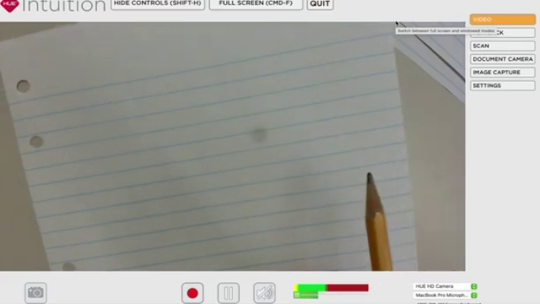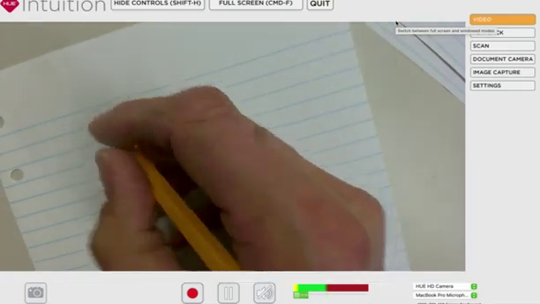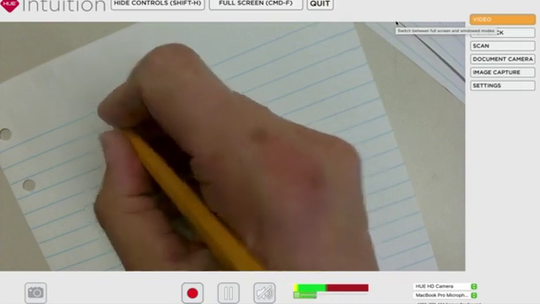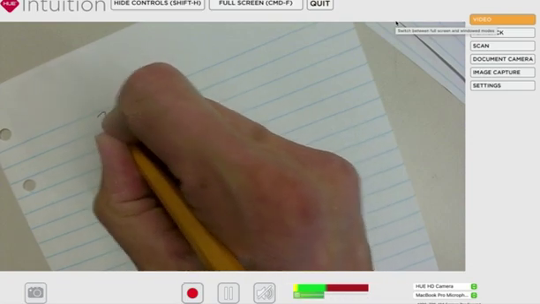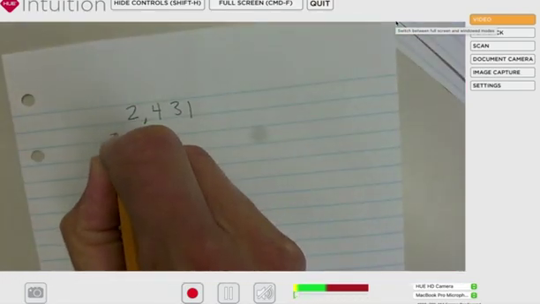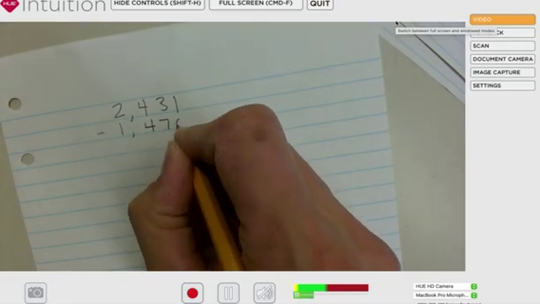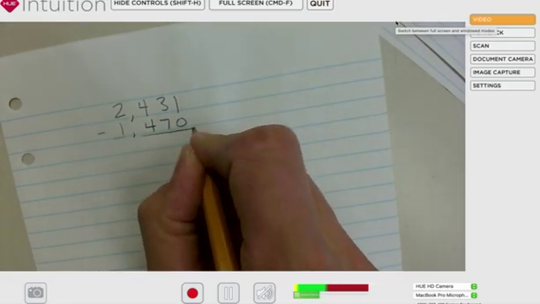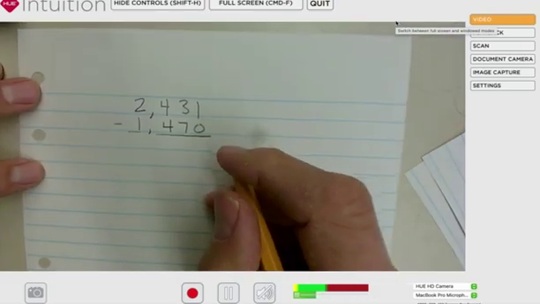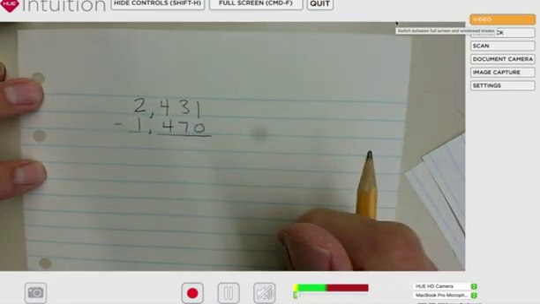So you should have a notebook in front of you open, or a lined piece of paper. Everything that I do, you will be doing. Everything I write down, you write down. So let's start with our first subtraction problem: 2,431 minus 1,470. As I say every single time, pause the video as many times as you need to so that you can write this down neatly. I go fast so that you can go slow.